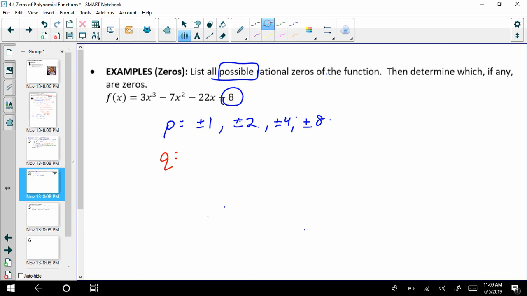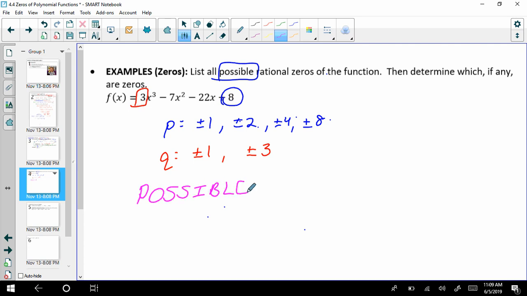Q is going to represent all of the factors of my leading coefficient. Here's the leader. So all the things that multiply to 3. Well, it's only 1 and 3, but we're going to say plus minus 1 and plus minus 3. That's half the battle right there. So now I am ready to make my list of possible zeros.